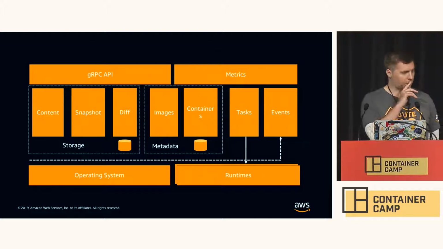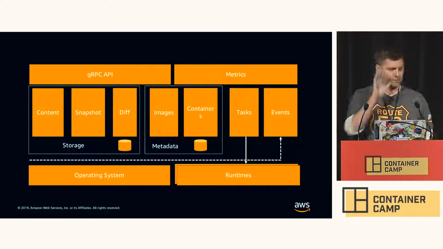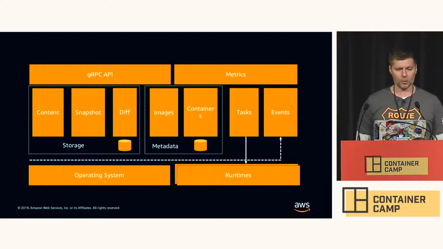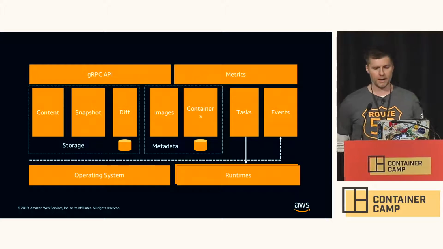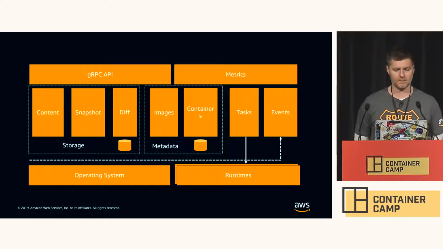So let's take a quick look at what containerd looks like under the covers. Sorry if anyone's already seen this diagram today or yesterday in any of the sessions, but I'll quickly walk you through it. Each of these blocks essentially represents the different modules that I mentioned earlier on. At the top level, we've got this gRPC API. So this is basically the standard way that we interact with containerd.